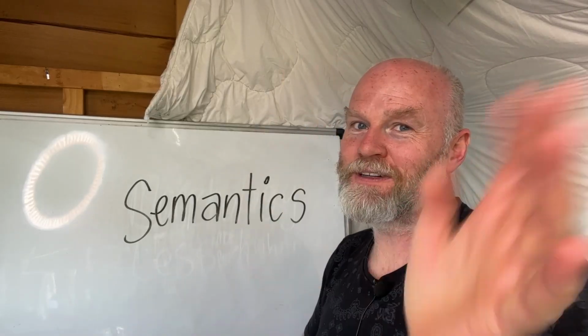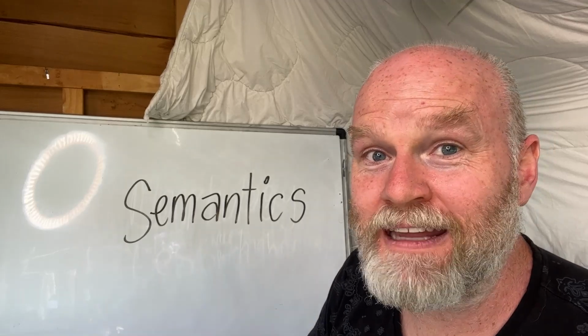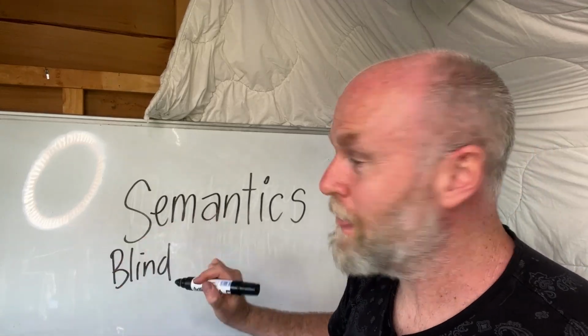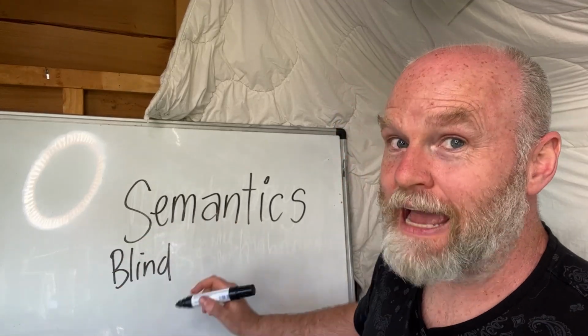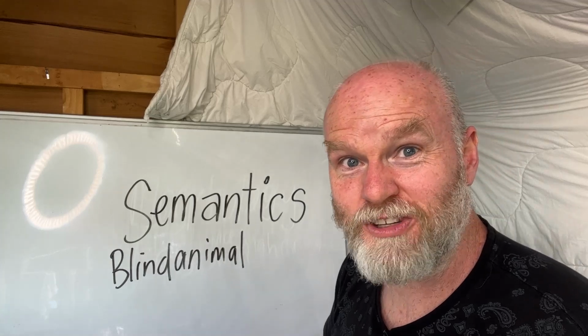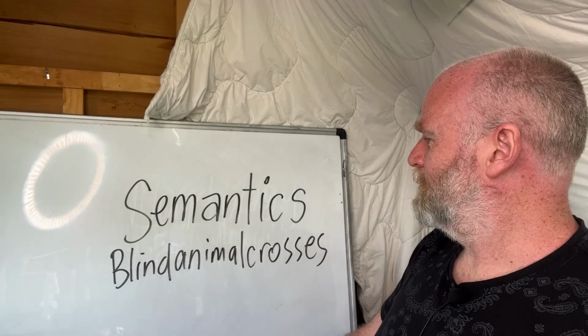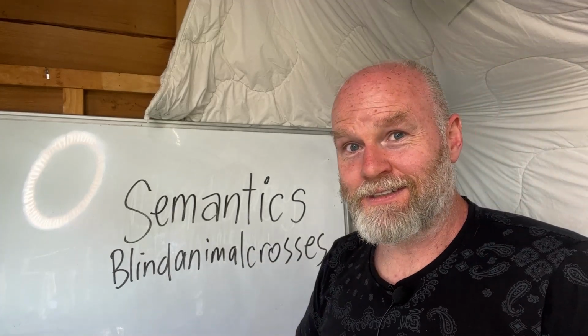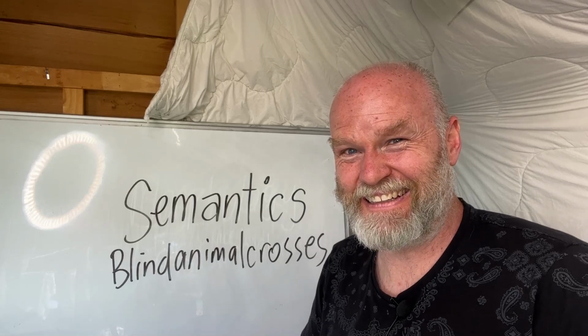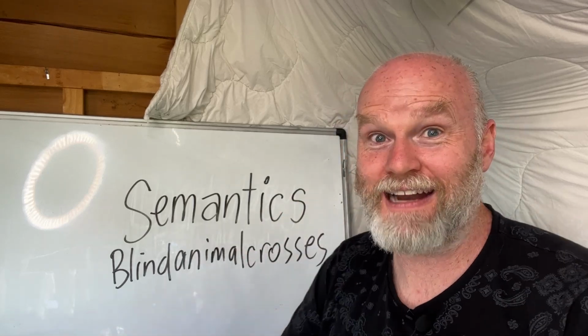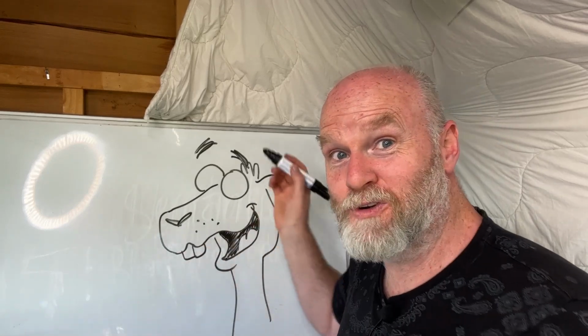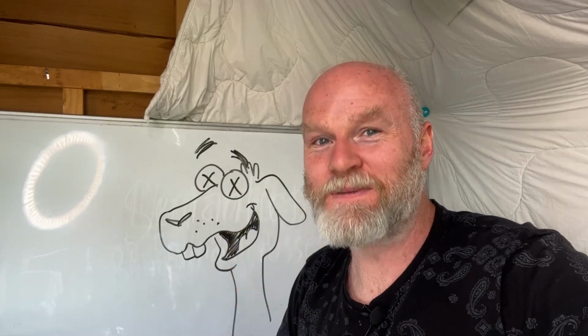Semantics. Now let's not get into semantics about this, but the opposite of semantics is blind, see, man. The opposite of a man is animal, and the opposite of ticks is crosses. So therefore the opposite of semantics is blind animal crosses. That's why in the cartoons, whenever you draw an animal and it's dead or blind, they have crosses for eyes, because it's the opposite of semantics.